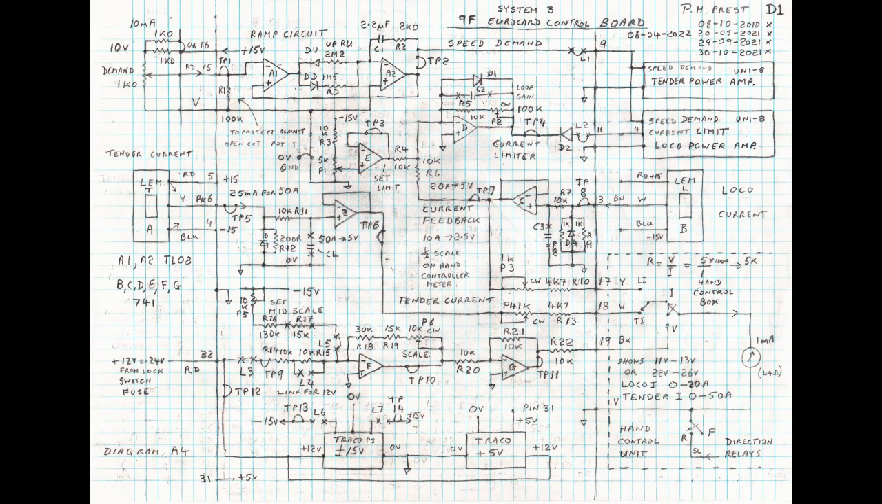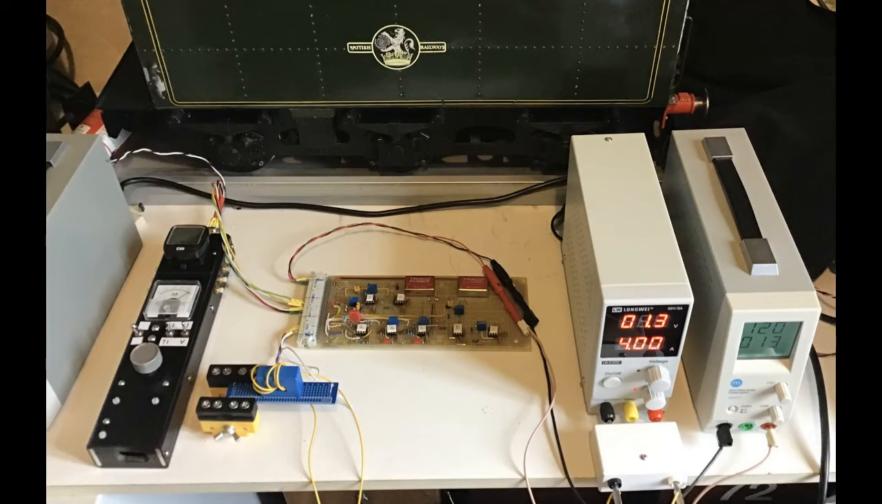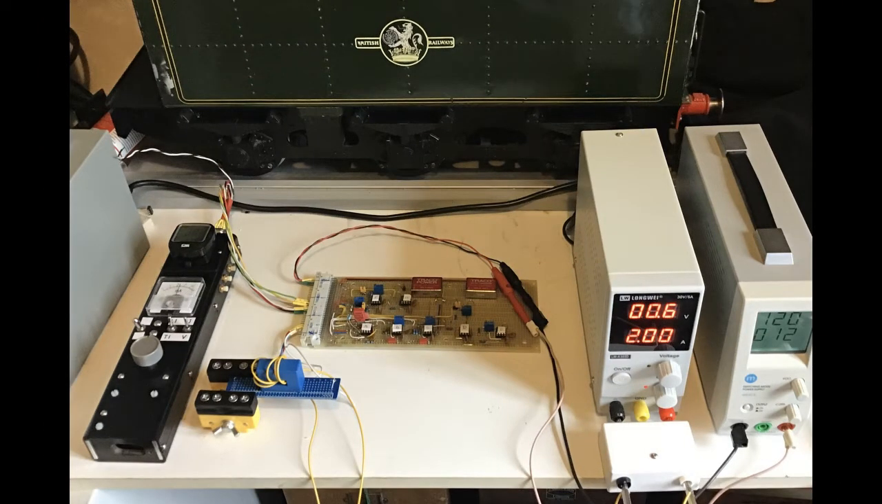Op-amp C provides a similar purpose for the loco current sensor. However, it is scaled for 20 amps full scale, since the maximum current is planned to be in the order of 10 amps. Using the spare sensor with 5 turns, we can see that on the hand controller, 4 amps gives full scale and 2 amps gives half scale, as intended.